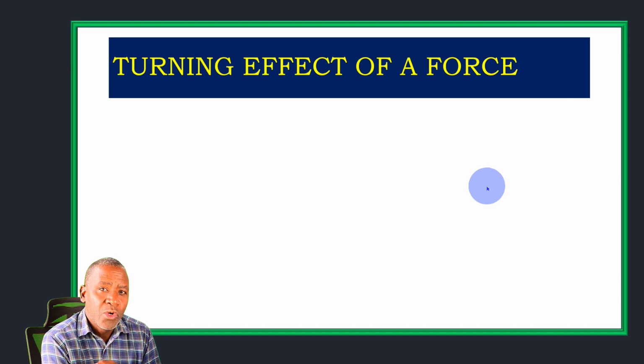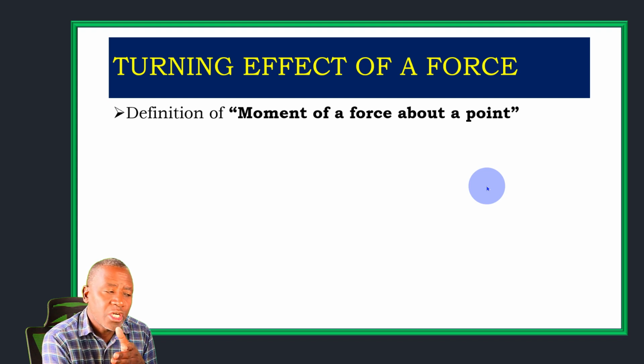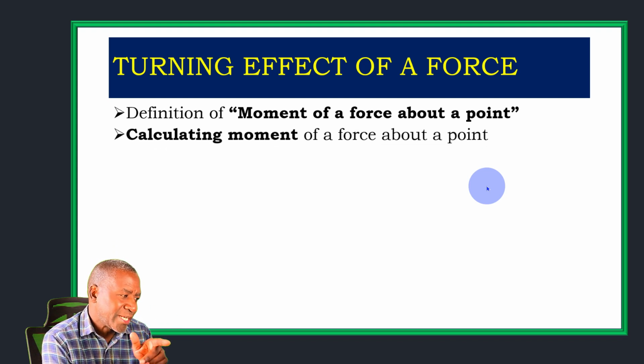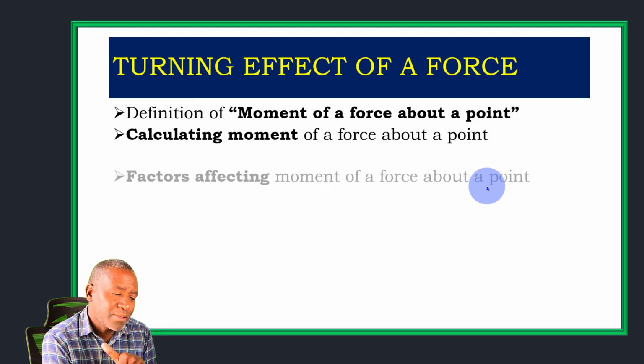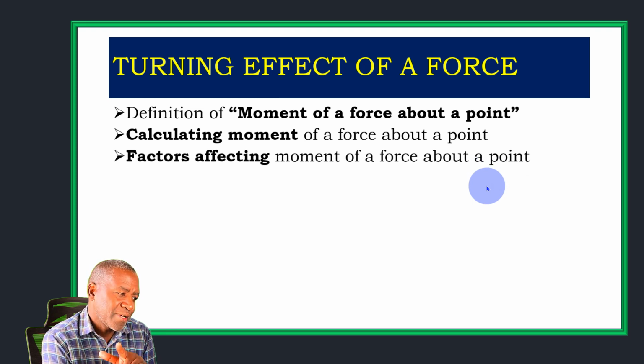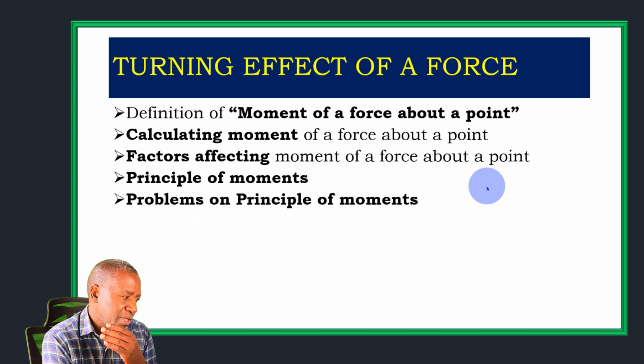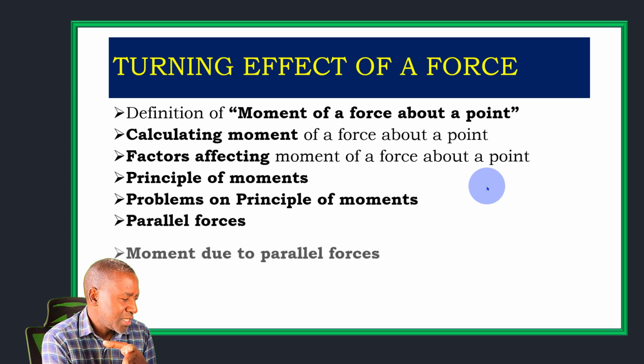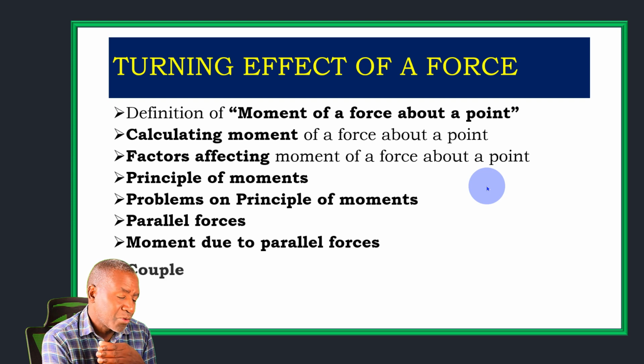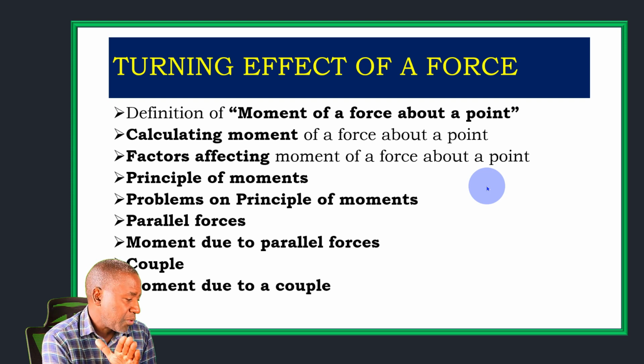What are they? We usually start with the definition of moment of a force about a point. Then we go to calculating moment of a force about a point. Then we look at factors affecting moment of a force about a point. We look at the principle of moments. Then we look at problems on the principle of moments, followed by parallel forces, moment due to parallel forces. Then we look at something we refer to as a couple, and then moment due to a couple.